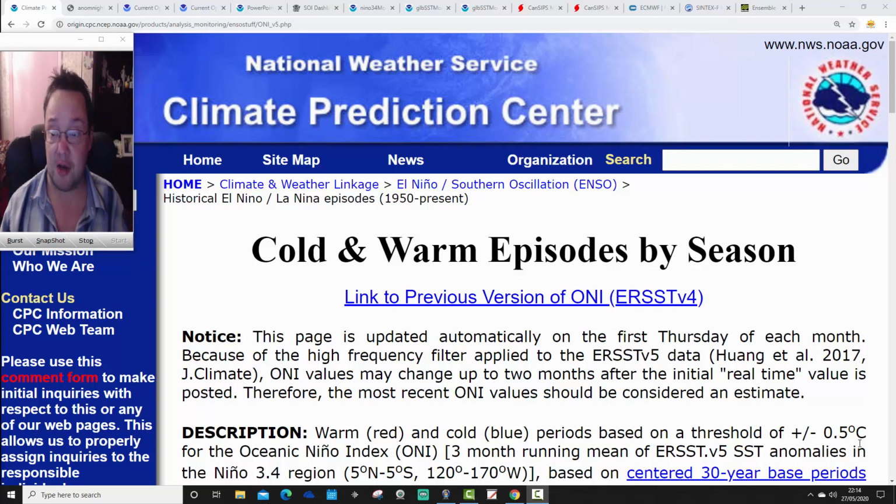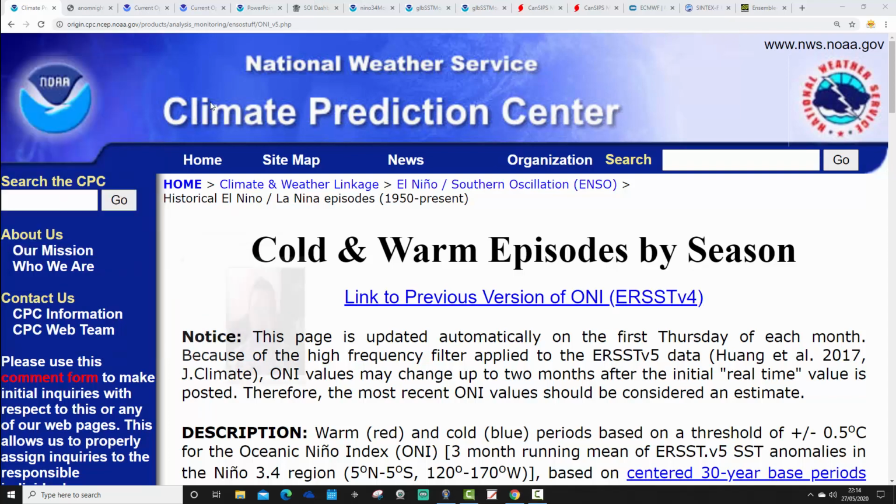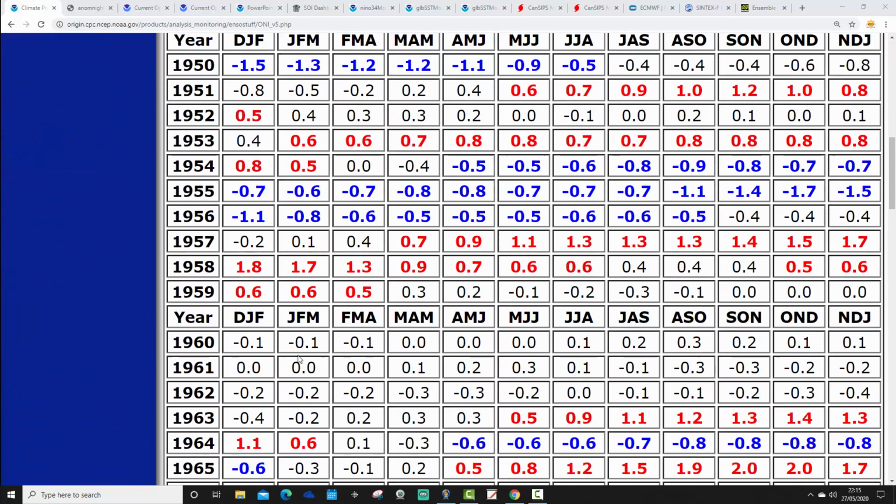So let's go on with the ENSO update then. We're going to begin with where we currently are in terms of ENSO, and we're going to be looking at the cold and warm episodes by season chart from CPC, NCEP and NOAA. Now, of course, when we did last month's update, the big story was whether we were going to get an El Nino event designated for the winter of 2019-20. Would we get an El Nino event designated? And I can tell you that has happened. We'll have a look at it in a moment.